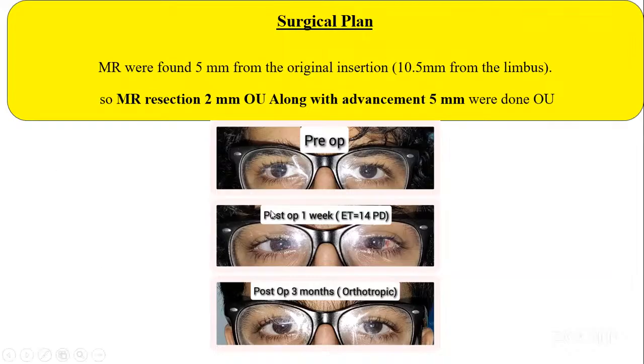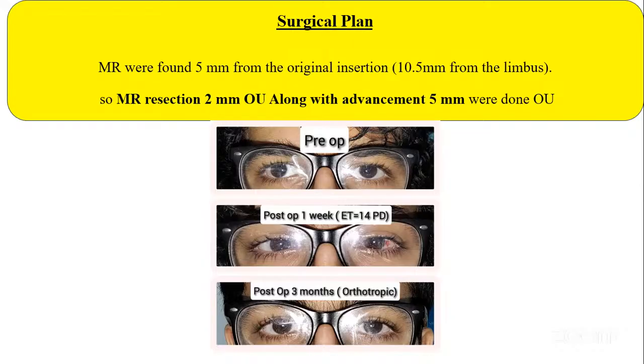And surprisingly, that is the patient pre-operatively. Immediately post-operatively, the patient had a consecutive esotropia, but after 3 months, the patient is orthotropic. Until now, he is orthotropic, 2 years post-op. Okay, now we will shift to exotropia.